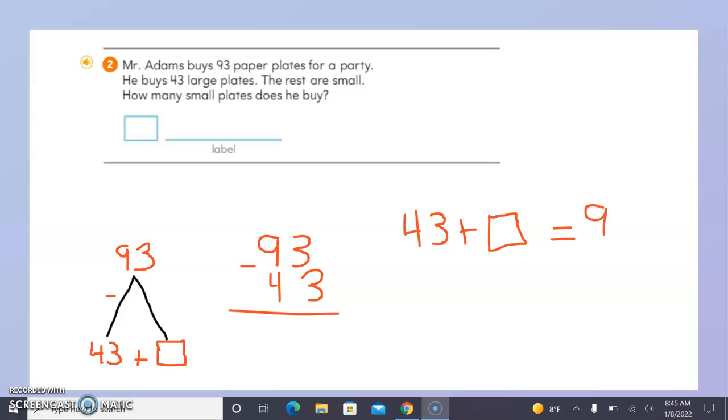93. Just a friendly reminder to our students, you are going to think, what's the next 10 you can get up to? Okay, and then you have to count up to get to 93. I'll pause the video here, and you can take the answer with the label from a volunteer.